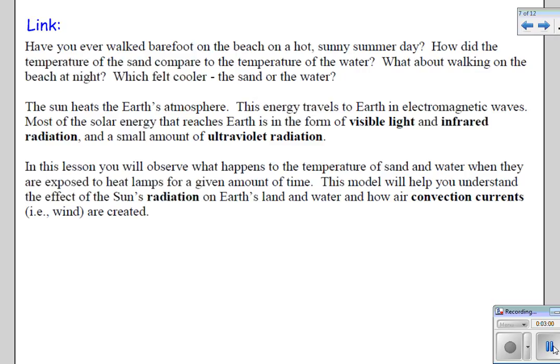The sun heats the Earth's atmosphere. This energy travels to Earth in electromagnetic waves. Most of the solar energy that reaches the Earth is in the form of visible light and infrared radiation, and a small amount of ultraviolet radiation. In this lesson, you will observe what happens to the temperature of sand and water when they are exposed to heat for a given amount of time. This model will help you understand the effect of the sun's radiation on Earth's land and water and how air convection currents, wind, are created.